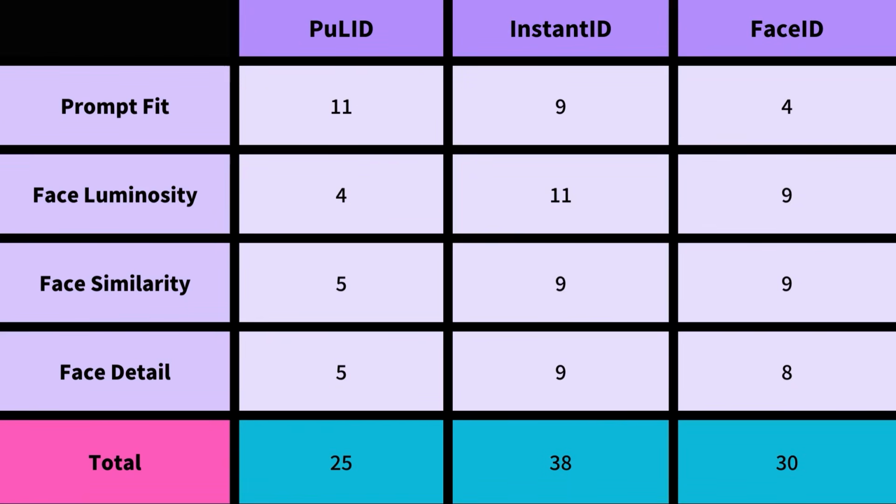Here's the final scoring grade. Overall, InstantID is the most effective of the 3. FaceID comes close, and both are much more effective than the new PuLID. However, while InstantID works the best, it also consumes the most resources to run. So, there isn't an absolute best. It depends on your specific needs.